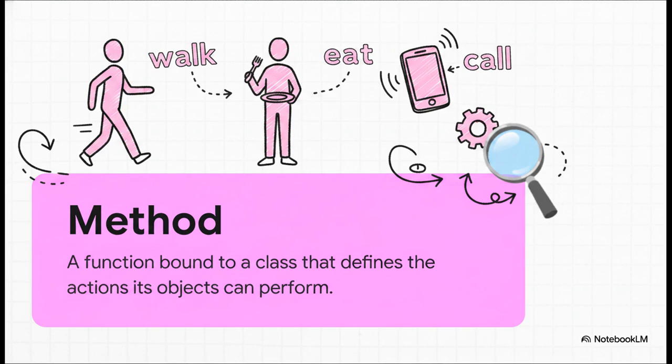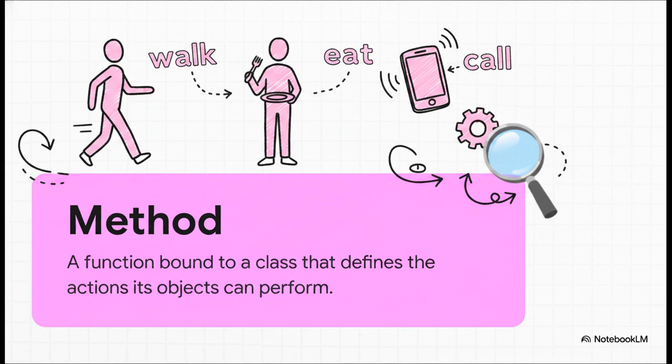All right, so our objects are born, but right now, they're kind of just sitting there holding data, doing nothing. To actually give them behavior, we use a method. A method is just a function that is directly bound to a specific class, and it defines the exact actions its objects can perform. If you think about attributes as the nouns and adjectives of your code, methods are definitely the verbs. A human walking, a human eating, or a phone making a call, all of those actions are programmed as methods.